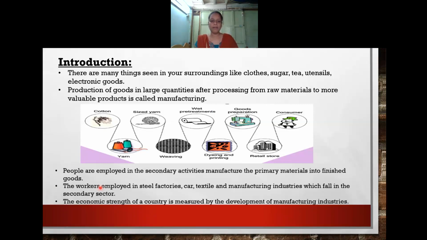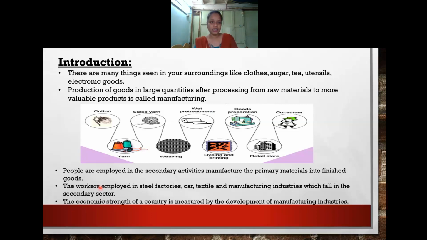The people are employed in the secondary activities, because manufacturing as well as the industries come under the secondary sector. You have already learnt about the sectors of the Indian economy in economics class. So the people employed in secondary activities manufacture the primary materials into finished goods and services. They are employed in the secondary sector to manufacture the products by using the primary material.